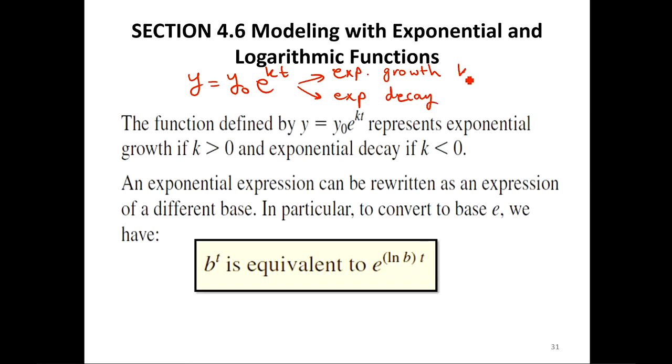Growth if k is positive, decay if k is negative. Growth means increase, so the k must be positive. Decay means decreasing, so the k in the power of the e is negative. Okay.